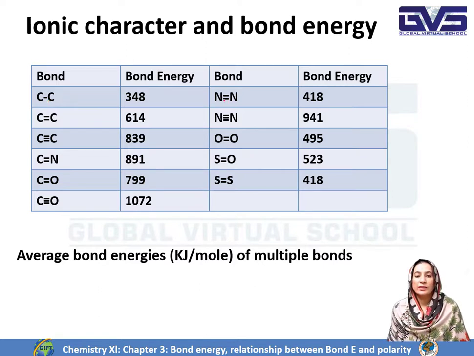Similarly, you can observe this with nitrogen and nitrogen: they have a double bond, its bond energy is 480, but if it has a triple bond, it is even stronger than the double bond, with even higher energy, that is 495. Similarly, some other examples are given here. So bond energy also depends upon the bond length, or you can say the bond order of the molecules.